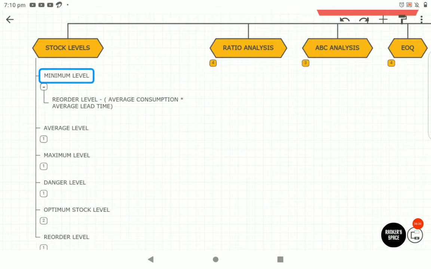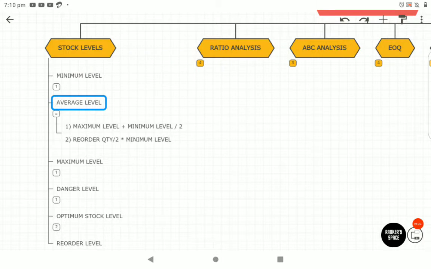The next formula that we're going to see is the average level formula. Average level is maximum level plus minimum level divided by 2. You can use that formula, or you can use another formula, which is reorder quantity by 2 plus minimum level.